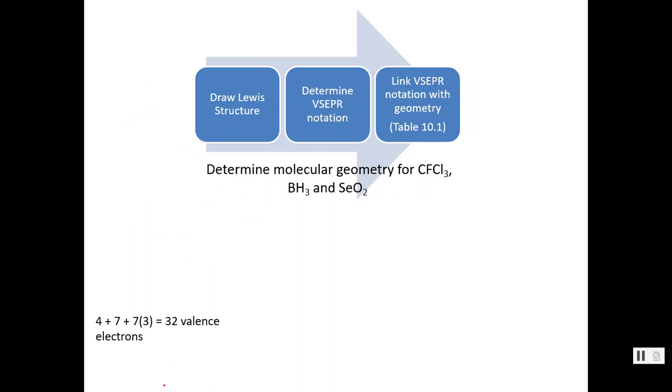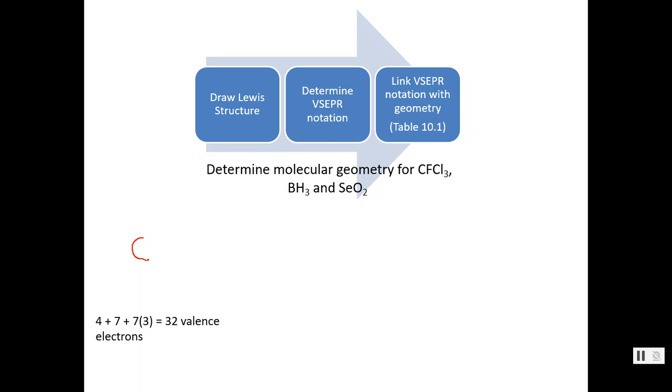So we need to figure out how many valence electrons that molecule CFCl3 has. Carbon's in group 4, so it contributes 4. Both fluorine and chlorine are in group 7. And so when summing those up, you get 32 valence electrons. So 32 valence electrons for CFCl3. That's the first step for drawing the Lewis dot structure.